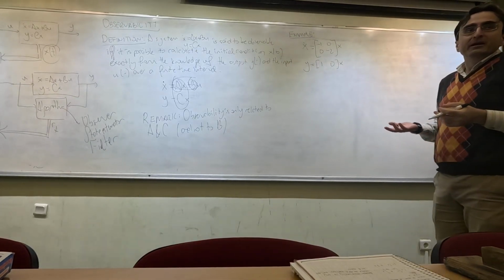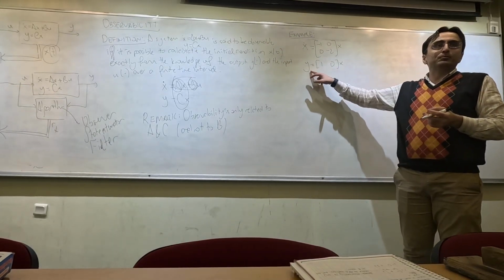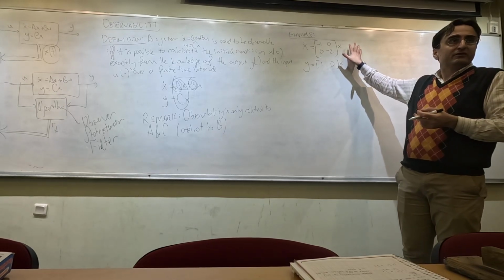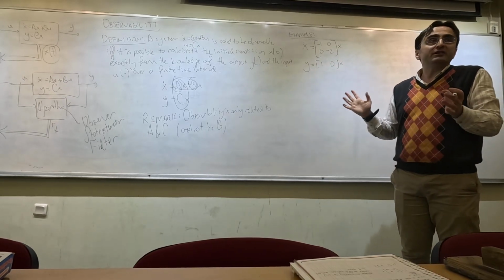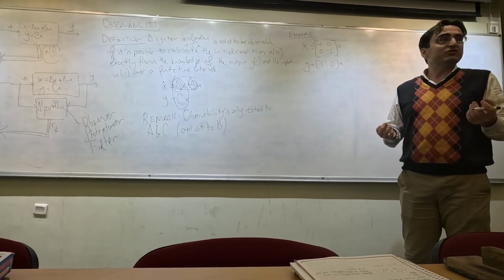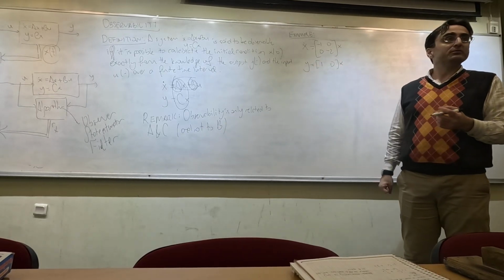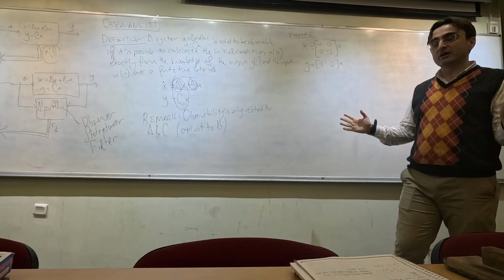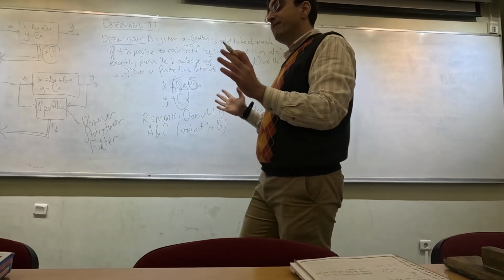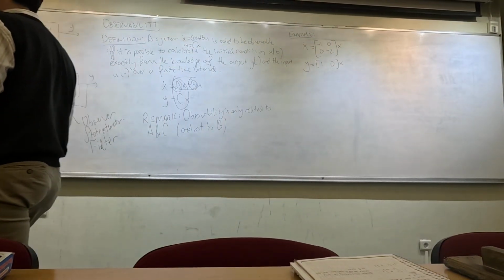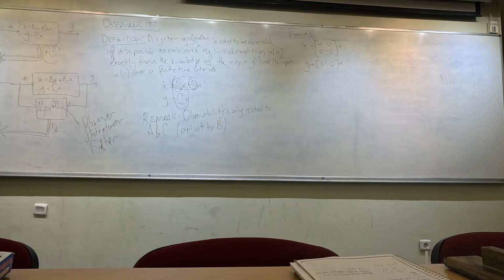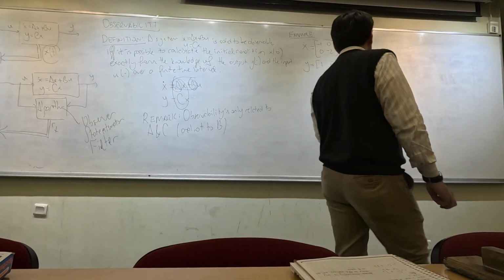So what does that mean? By measuring only the output, the input of the system doesn't exist currently. By measuring only the output of the system, can I find the initial state of the system exactly, without any error? Okay, that is the task in observability.